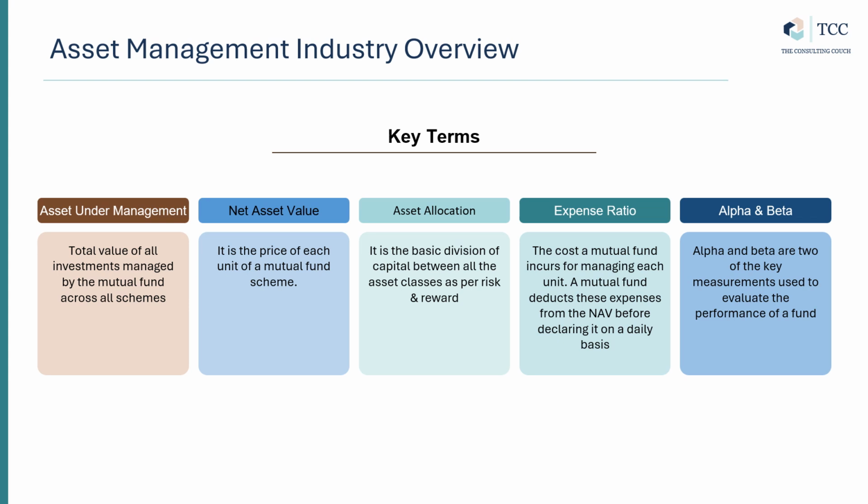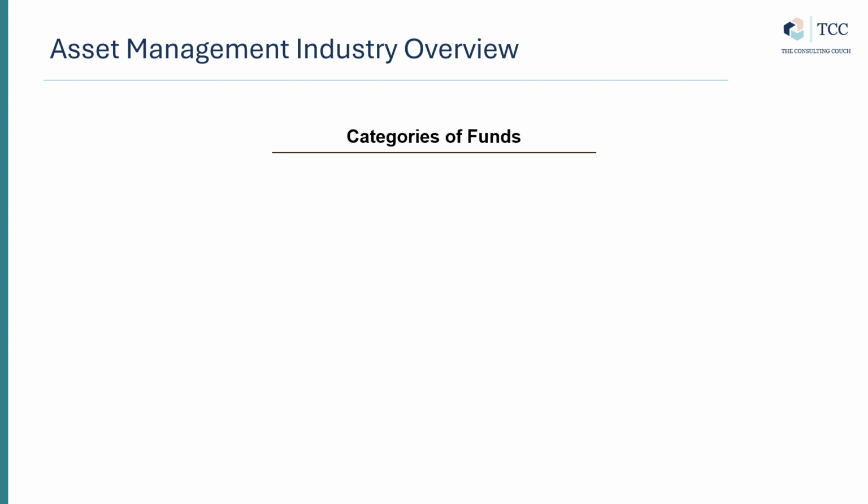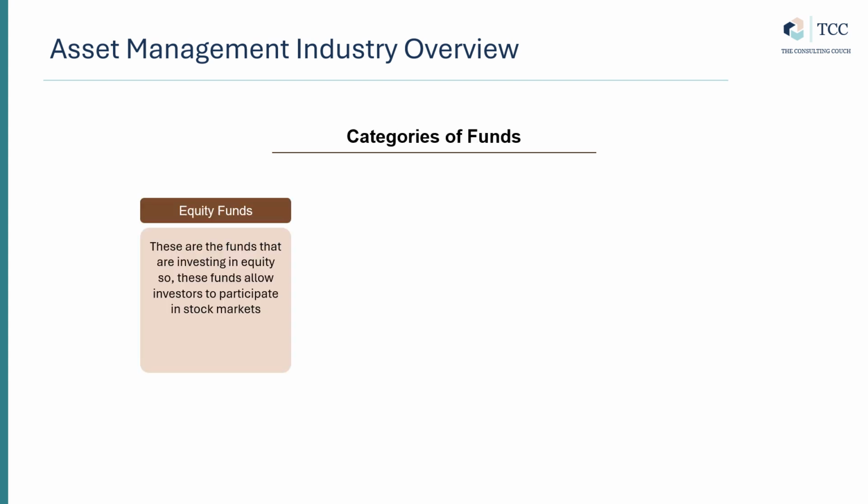Now that we understand what are the key terms, let's understand what are the key categories of these funds. First category is equity funds. These are basically the ones that invest in equity market. So these funds allow the investors to participate in stock markets. These schemes have the highest return potential in the long run, but they also have the highest risk.